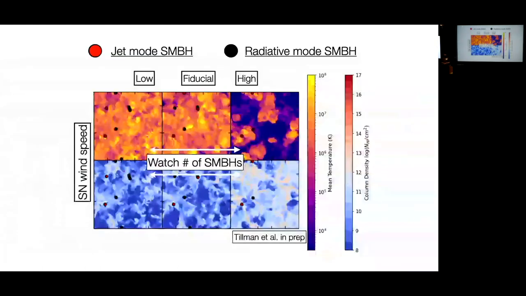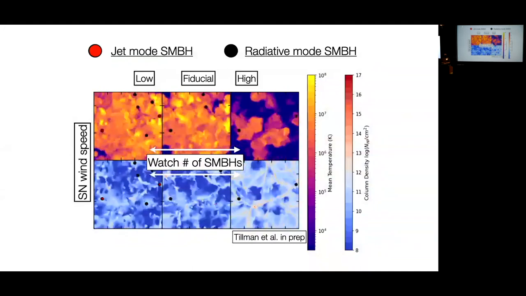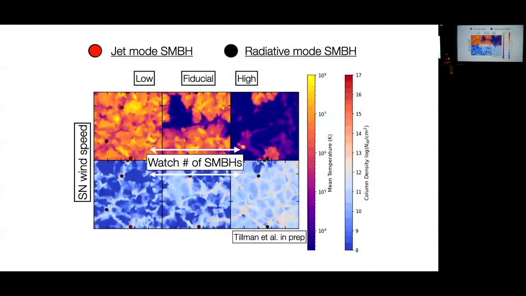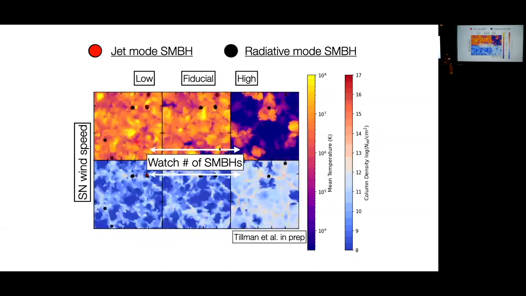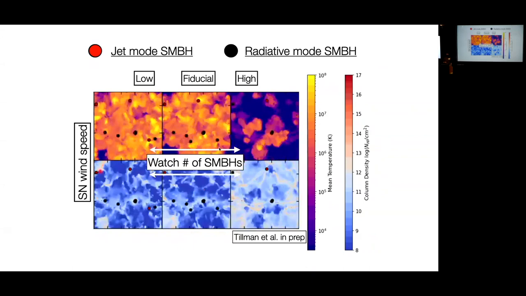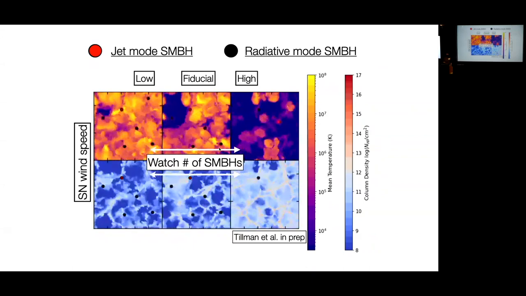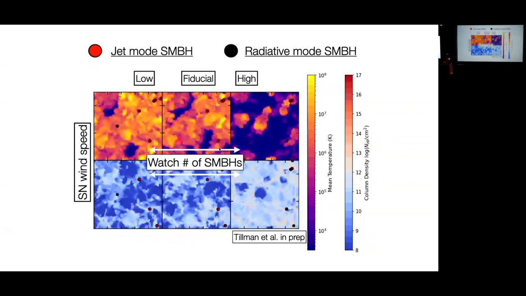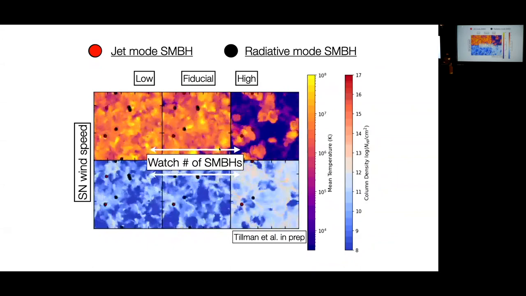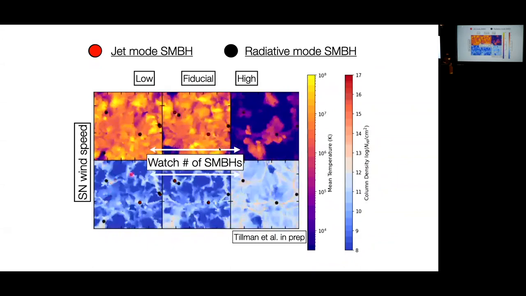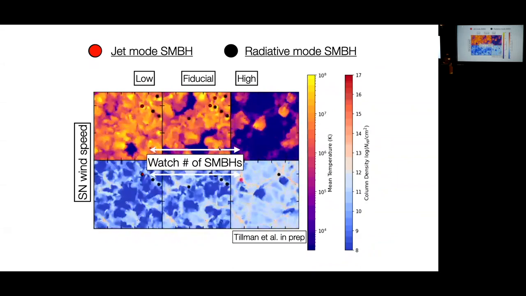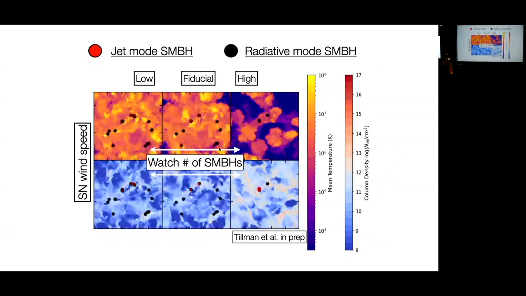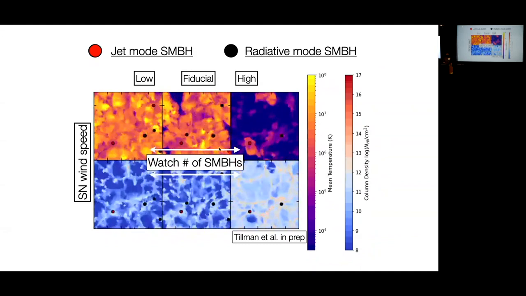So let's visualize this a little bit, just as another pretty GIF that we can all look at and take a break from talking. We can see, on the left here, we have our low supernova wind speed. On the right, we have our high supernova wind speed. And these little dots are the supermassive black holes in the simulation. If you look closely, you can see there are many more dots appearing here and over here, and that's really reducing the effect that the jet feedback is having in the simulation.